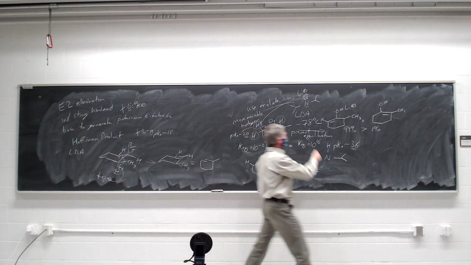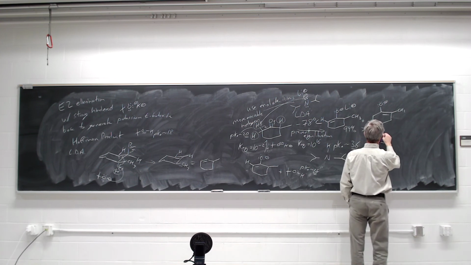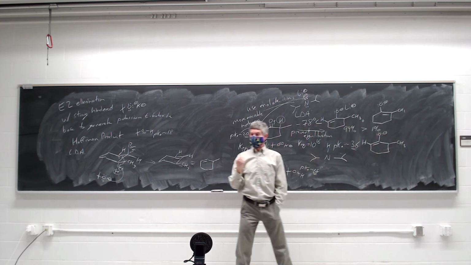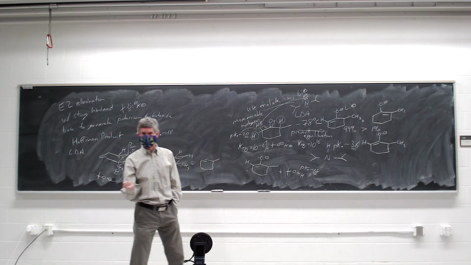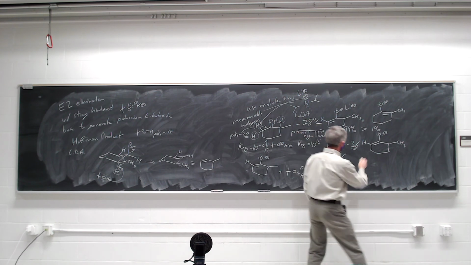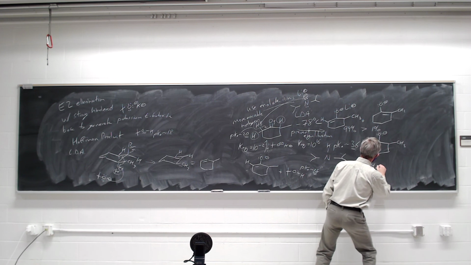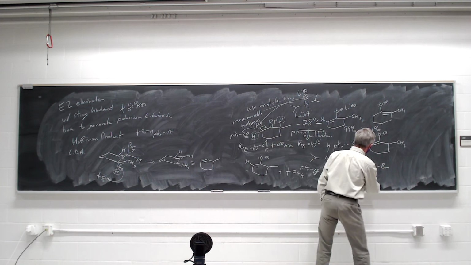So we can take this enolate and we can alkylate it with any unhindered alkyl halide. If you use a hindered alkyl halide, sometimes you get some elimination because this is a decent base. But if we use something like bromopropane, we get a nice SN2 reaction.